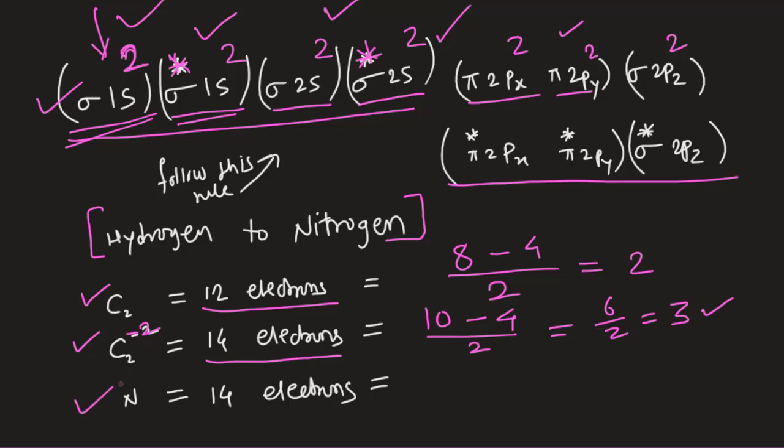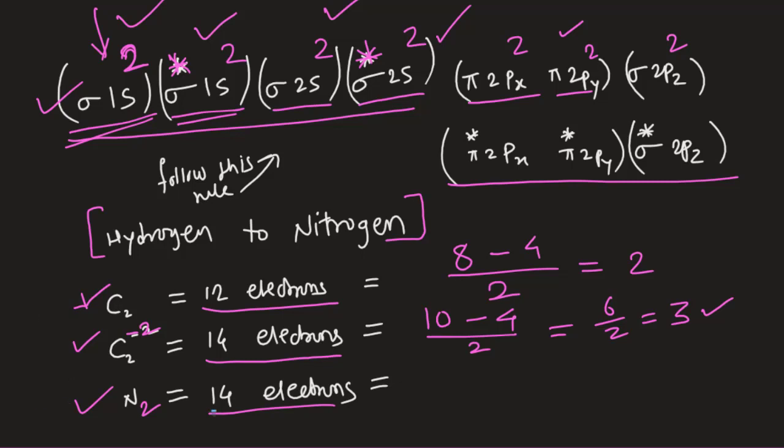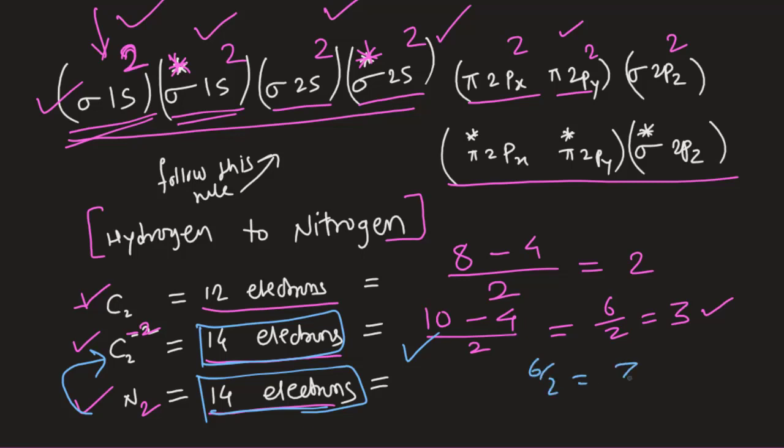Finally we have got nitrogen. In the nitrogen N2 molecule we have got 14 electrons, because in the atom we have 7, and in N2 there will be double, 14 electrons. So 14 electrons will be filled exactly similar to this molecule C2 minus 2. You can see that 14 electrons are there in C2 minus 2 as well. So we can use the same formula: 6 by 2, so it should be 3. So for the N2 molecule there will be 3 bonds.